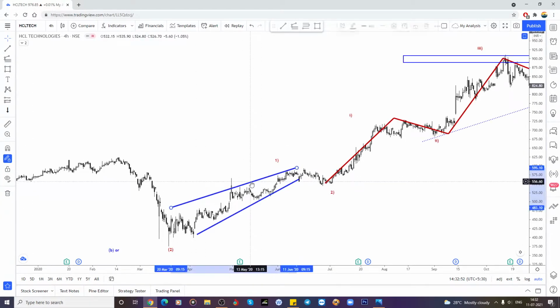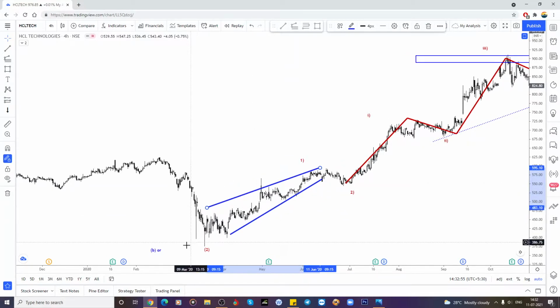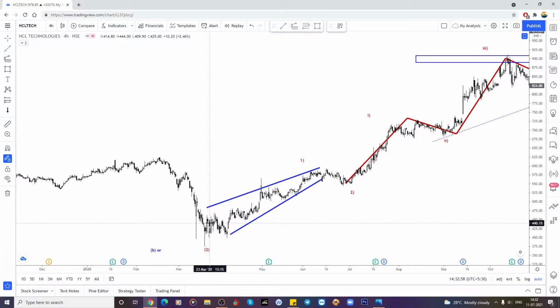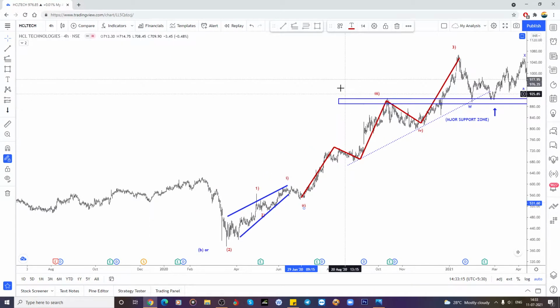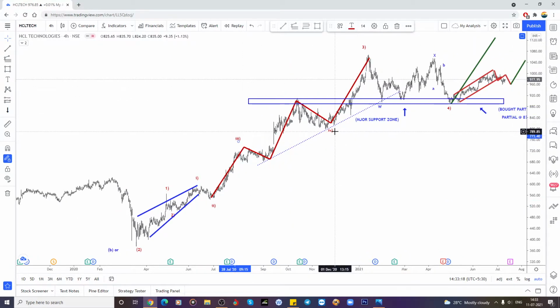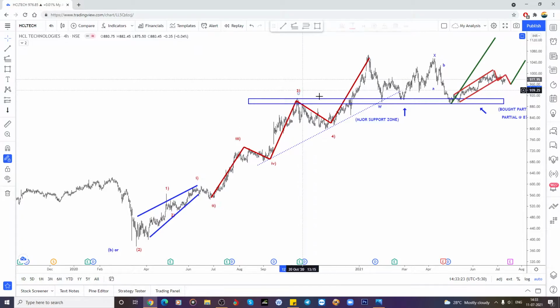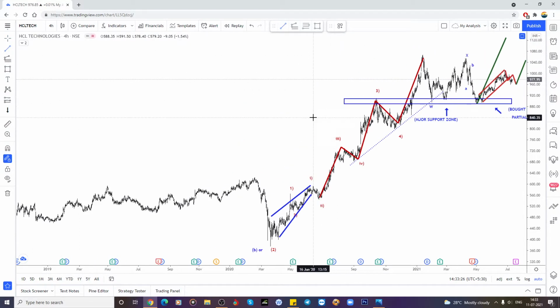But if it is not a leading diagonal, if it is a wave 1, 2, 3, 4 and 5, then this is the end of the wave 1, this is the end of the wave 2 here. So everything will change. So 3, 4, 5, this could be the 4 and this is the 5. So now this is also valid.